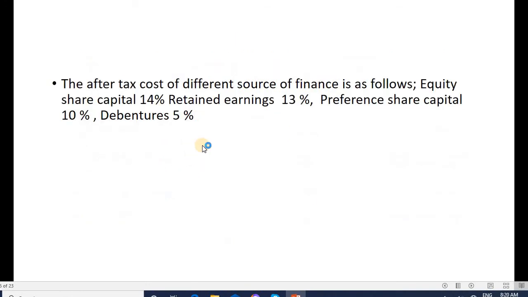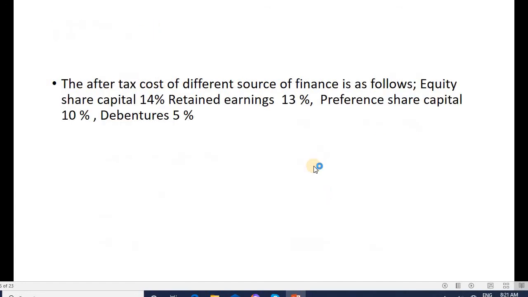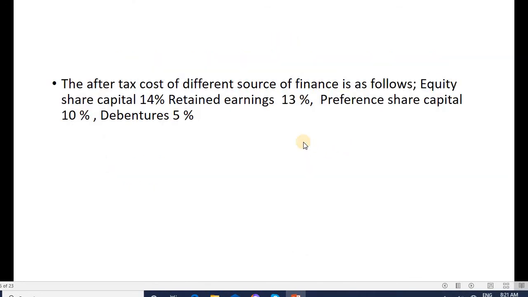Proportion, how to calculate? Proportion is 45,000 divided by 1 lakh. This comes to 1 lakh. So 45,000 divided by 1 lakh, 15,000 divided by 1 lakh, 10,000 divided by 1 lakh, and 30,000 divided by 1 lakh. So we need to take the proportion, and after tax cost is already given in the problem: 14, 13, 10 and 5.